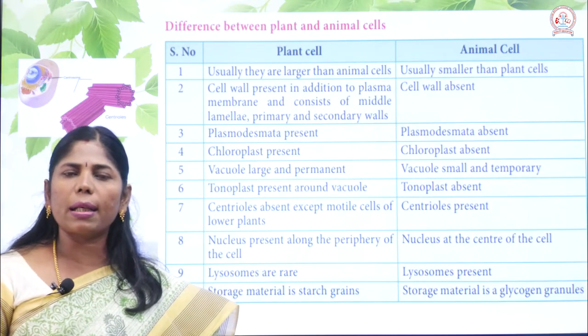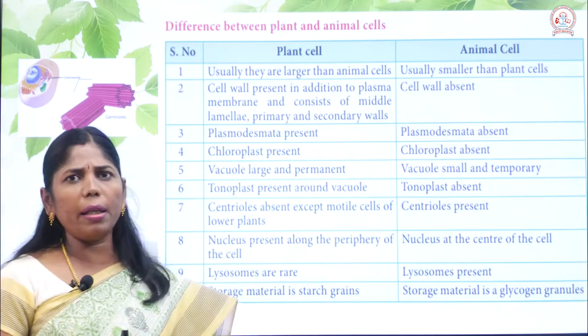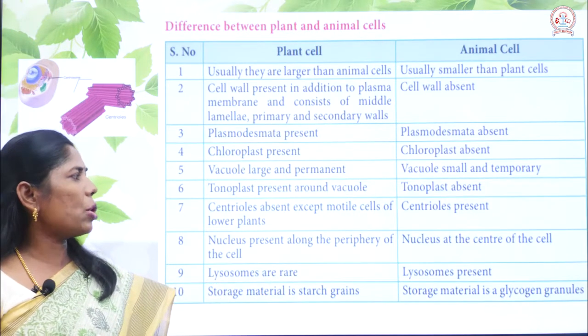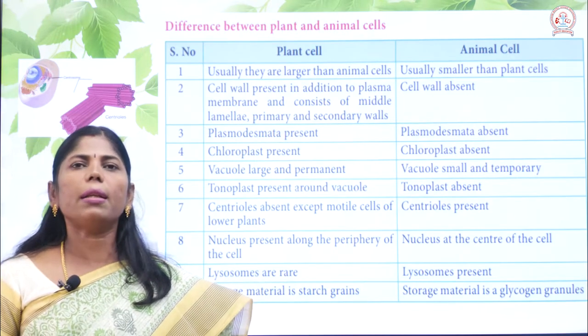And tonoplast is the covering of a vacuole. So this is absent in animal cells. Okay, and here the centrioles are absent. The centrioles are very essential for cell division in the animal cells.